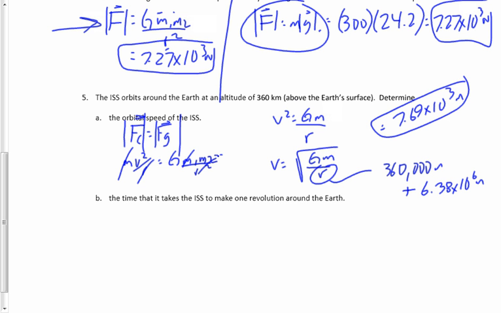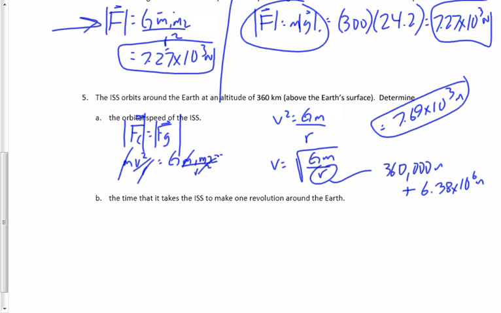Why do the people on board not feel it? Yeah, it's not changing speed, right? It's staying at 7,600 meters per second. If it all of a sudden stopped or slowed down dramatically, then they'd fly against the wall, right? They'd get pinned against the wall.